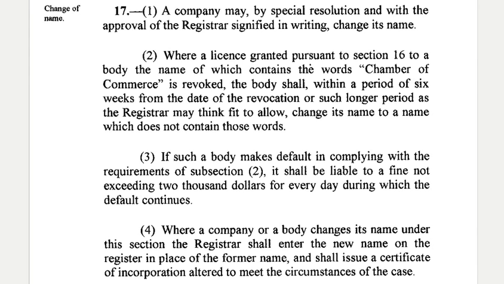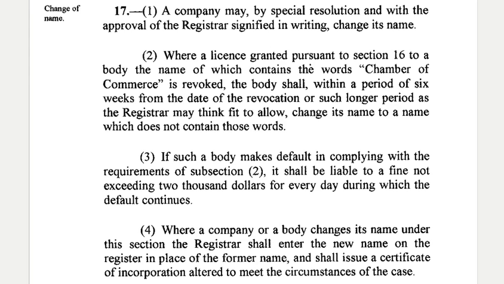The Companies Act, Section 17, change of name. Subsection 1. A company may, by special resolution and with the approval of the registrar, signified in writing, change its name. Alright, let's look at this phrase here. Special resolution. I find some information on a website called rocketlawyer.com.